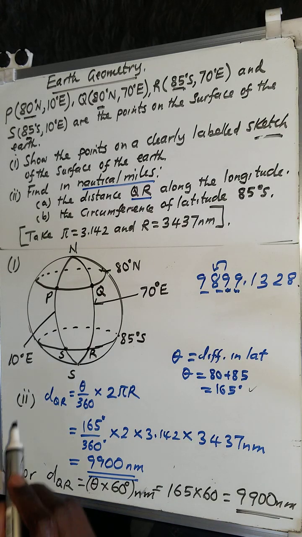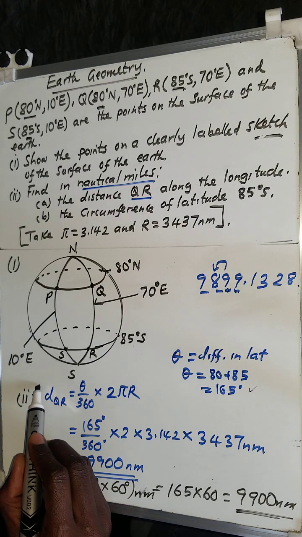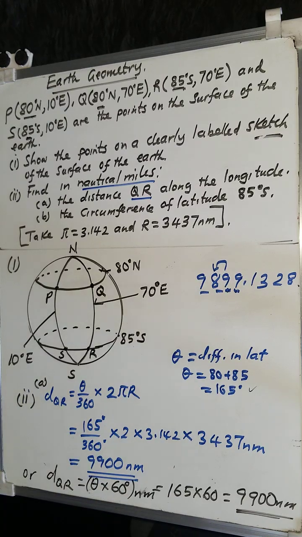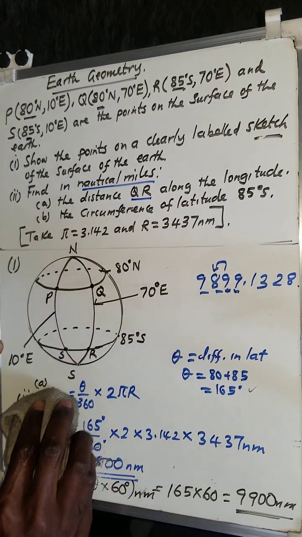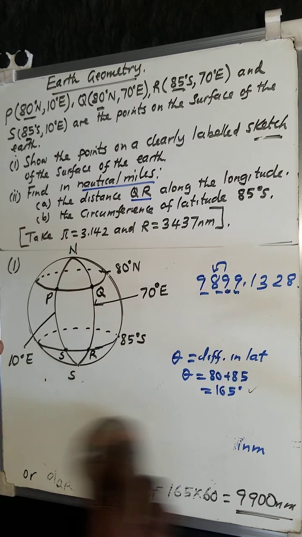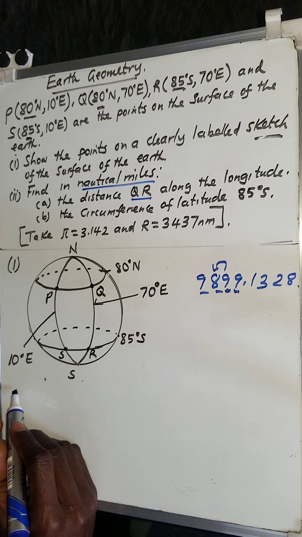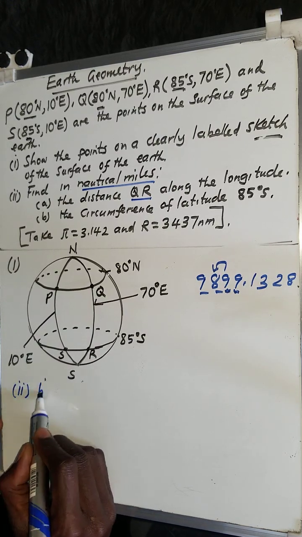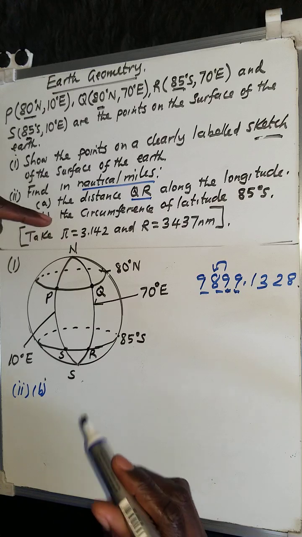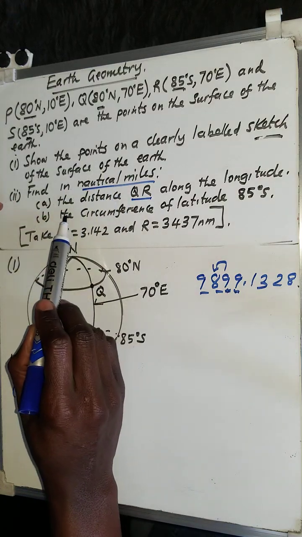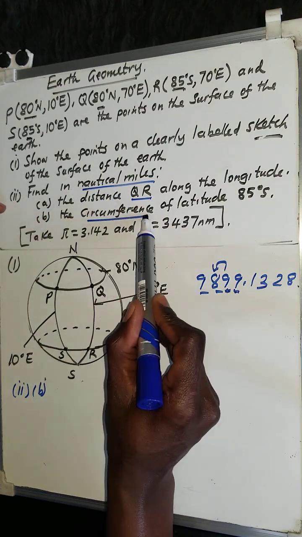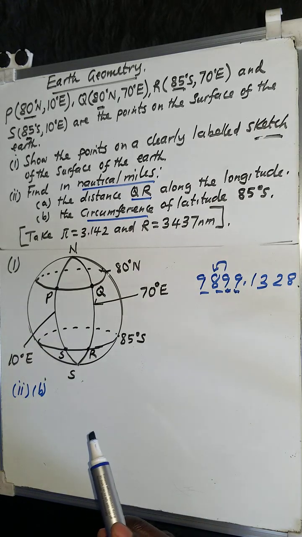Let's do, this was Roman 2a. So let's do Roman 2b there. So how do I pick up Roman 2b there? So according to Roman 2b, it says that we calculate in nautical miles the circumference. So they want the circumference of the latitude 85 degrees south.